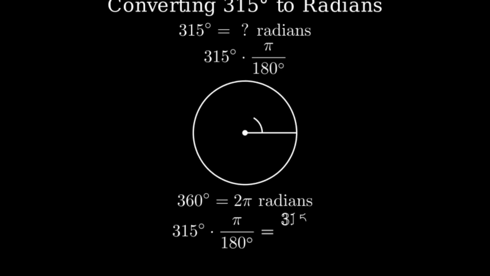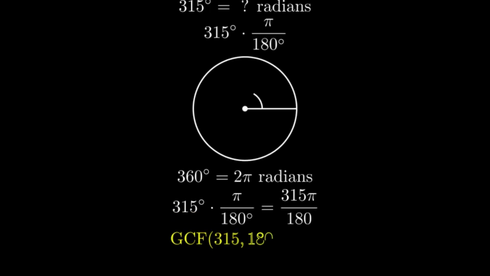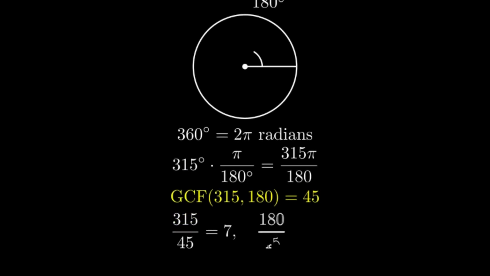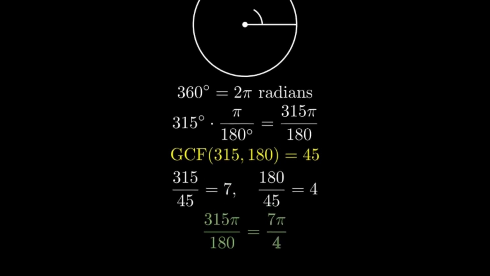This gives us 315 pi over 180. Now, we can simplify this fraction. The greatest common factor of 315 and 180 is 45. Let's divide both the numerator and denominator by 45. Therefore, 315 pi over 180 simplifies to 7 pi over 4 radians.